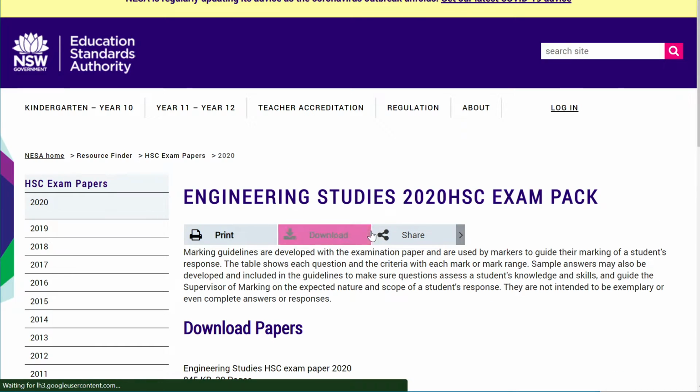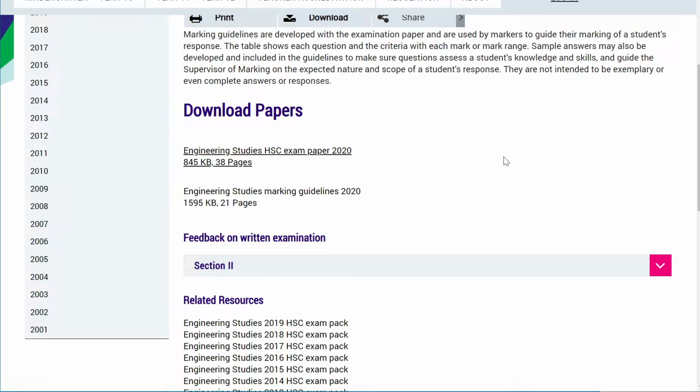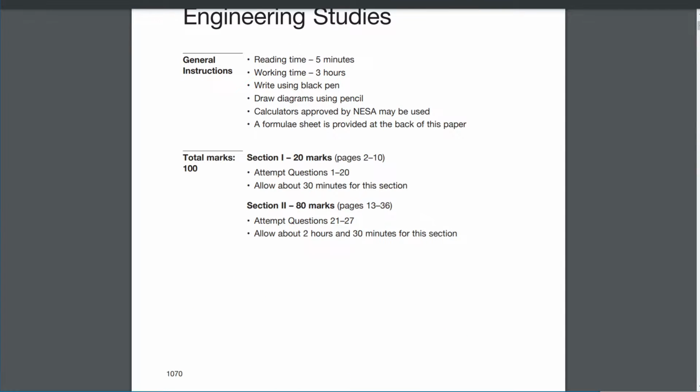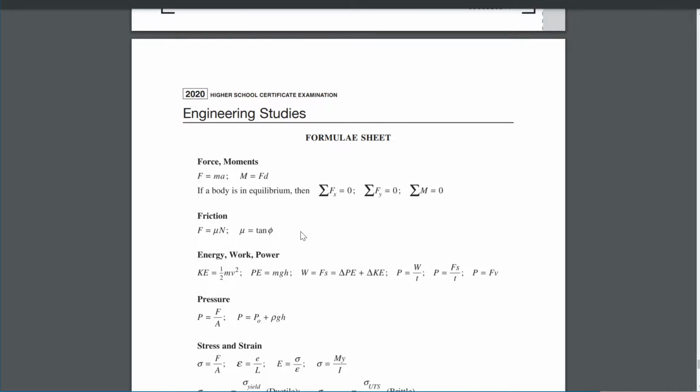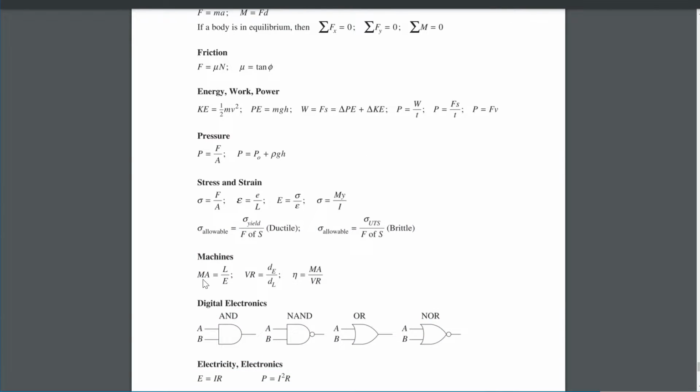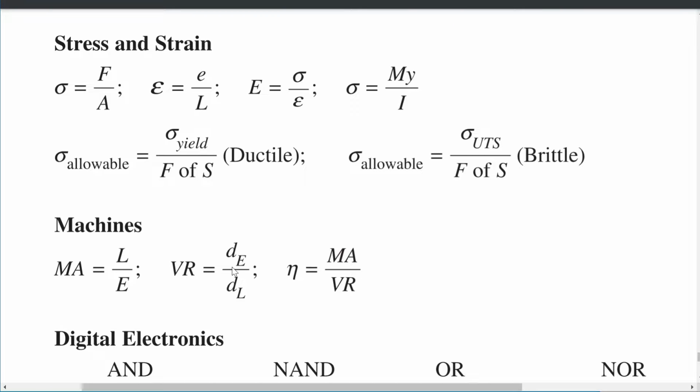Okay, so here they give us these formulas in the formula sheet. They say mechanical advantage is equal to L over E. Velocity ratio is the distance of E divided by the distance of L. So this is load over effort. And that eta, this is the Greek letter eta, is equal to mechanical advantage over velocity ratio.